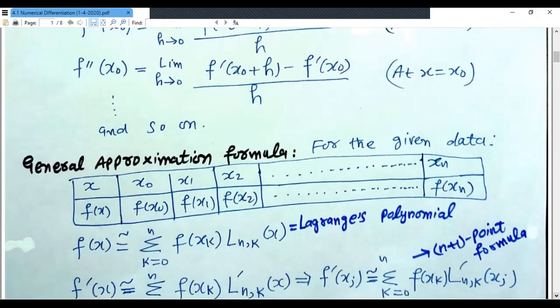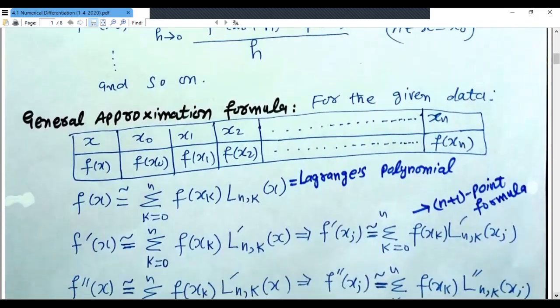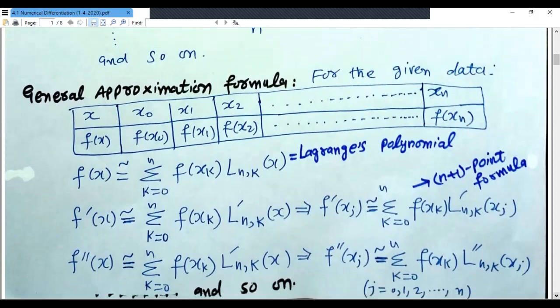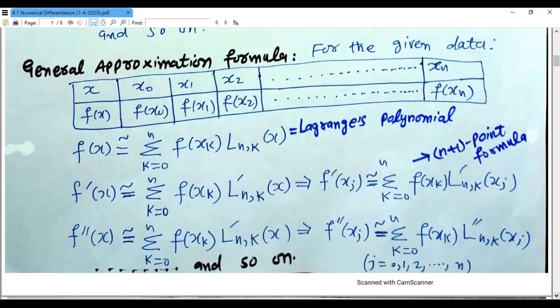Now, numerical differentiation means we need to find an approximate formula for the derivatives. So if we are given some points x0, x1, x2 up to xn along with their function values, and we want to find the numerical derivative, first derivative, second, and so on, first of all, we need to find an interpolating polynomial. So let us use the Lagrange interpolating polynomial for this purpose.